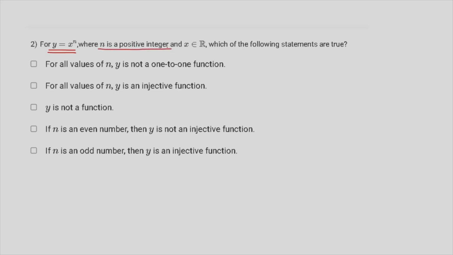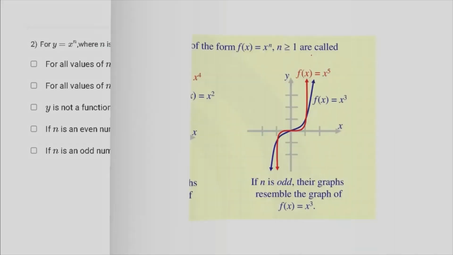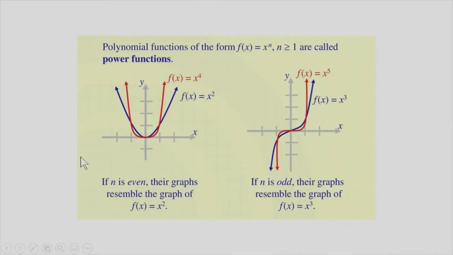So question number 2 says for y is equal to x raised to the power n, where n is a positive integer, which of the following statements are true? Now before doing this question, let's first cover the theory. So any function of kind y is equal to x raised to the power n, those are known as the power functions. And please keep this in mind that if our n is even, then the graph will resemble the graph of x square. That means it will be quadratic, it will be parabolic type. And if our n is odd, then it will resemble a graph of x cube.